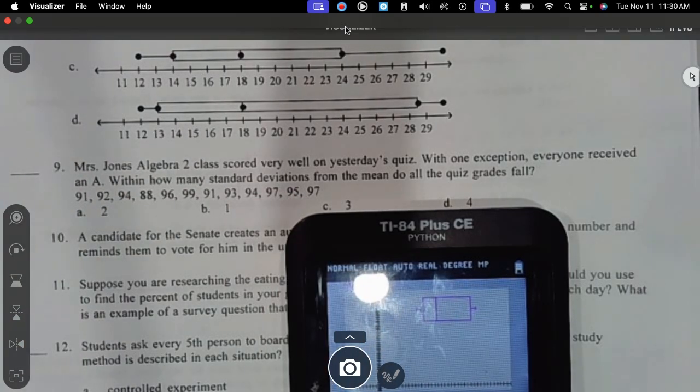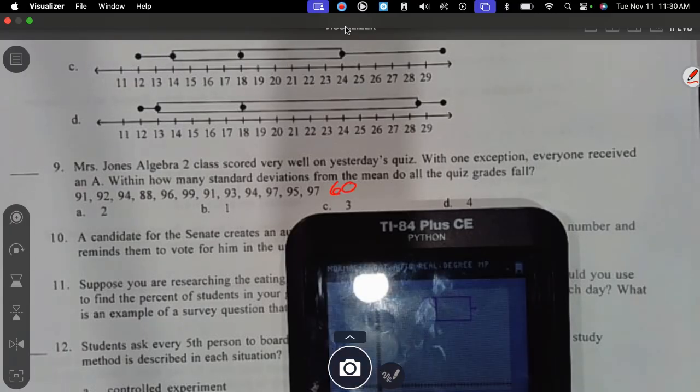So you're going to have a question. What if they had 60 on there? Could you tell that that's an outlier? I just totally made up this question. But if you look at that data, could you tell that 60 would be an outlier?